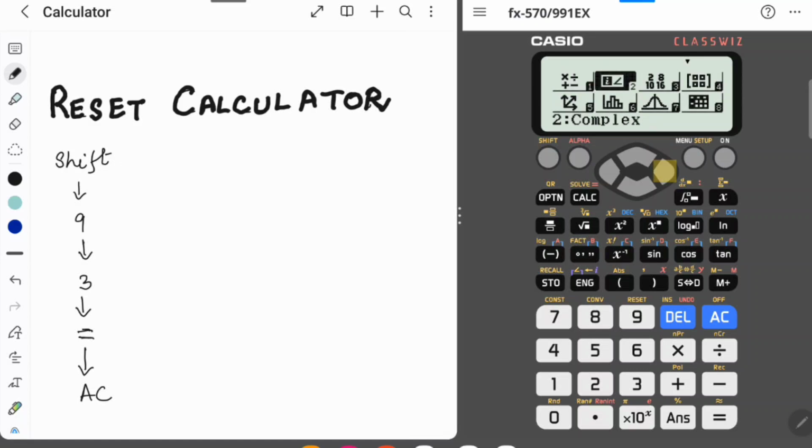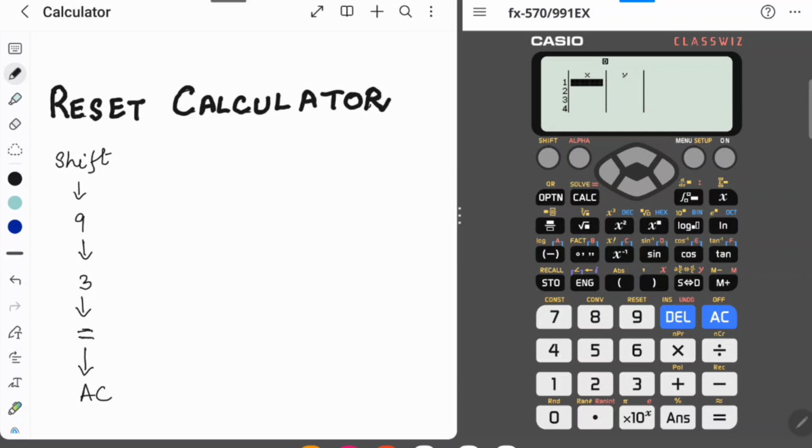The first is Calculate, then Complex and Base-N, and then you have Matrices and Vectors. For example, if I select Statistics, which is 6, you can see a few functions there. If I press 3, you can see a table with x and y.